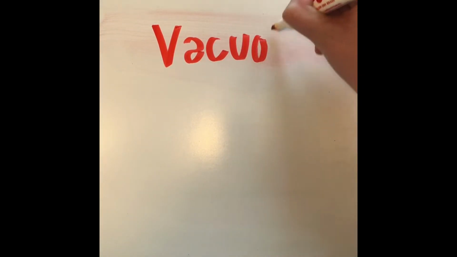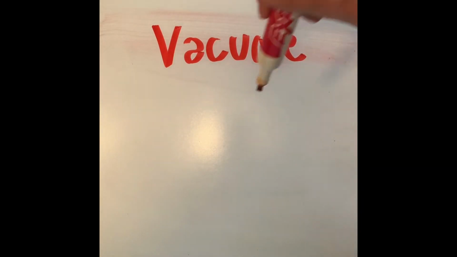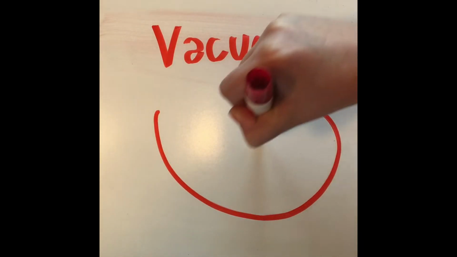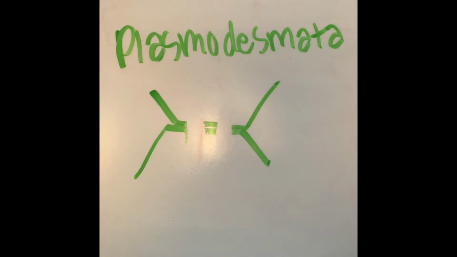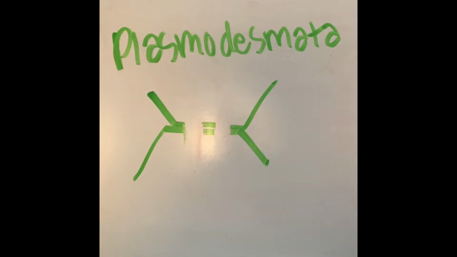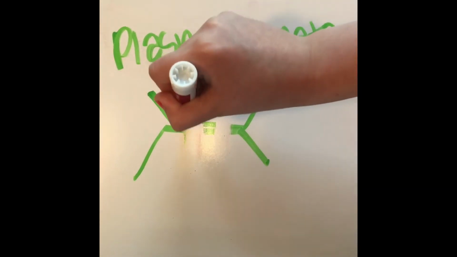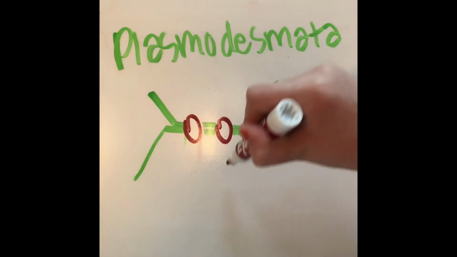The central vacuole is responsible for the storage and breakdown of waste products and the hydrolysis of macromolecules. Enlargement of the vacuole is evidence of plant growth. The plasmodesmata are channels that go through the cell walls to connect cytoplasms of adjacent cells.